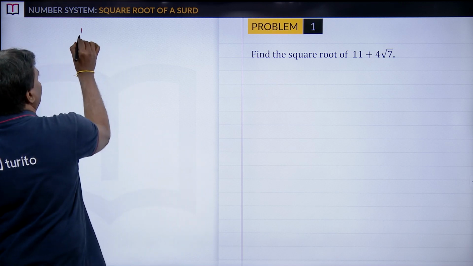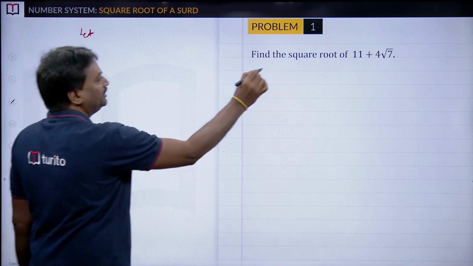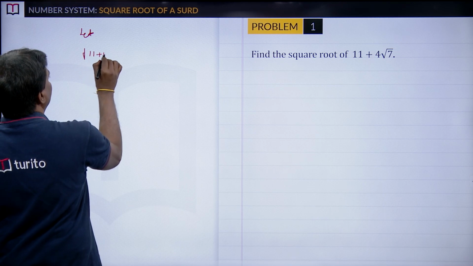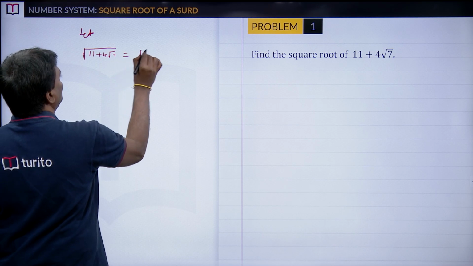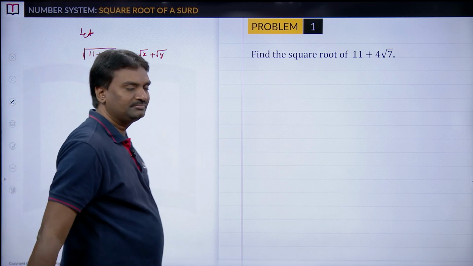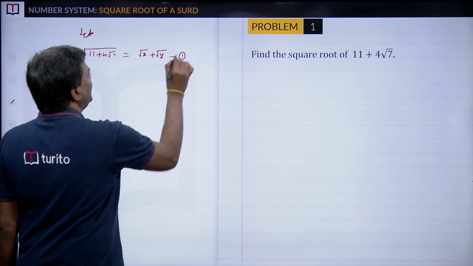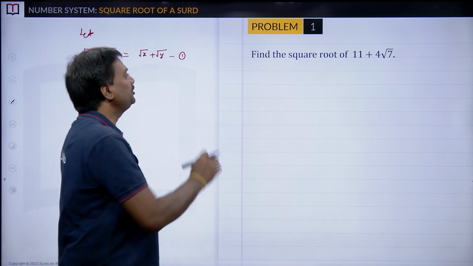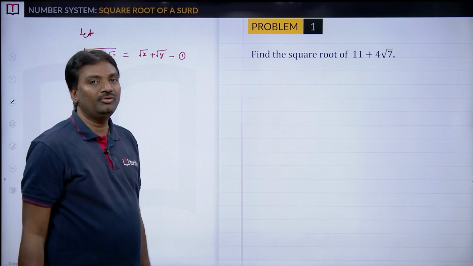So directly we can take 11 plus 4 root 7. Since we are finding the square root of this number, let us take the square root of 11 plus 4 root 7 equal to root x plus root y. Suppose this is equation 1. After getting the values of x and y, by substituting them here, you will get the square root of 11 plus 4 root 7.